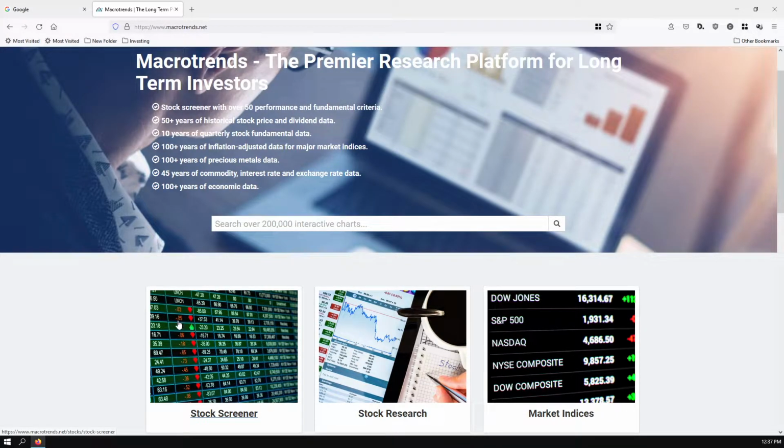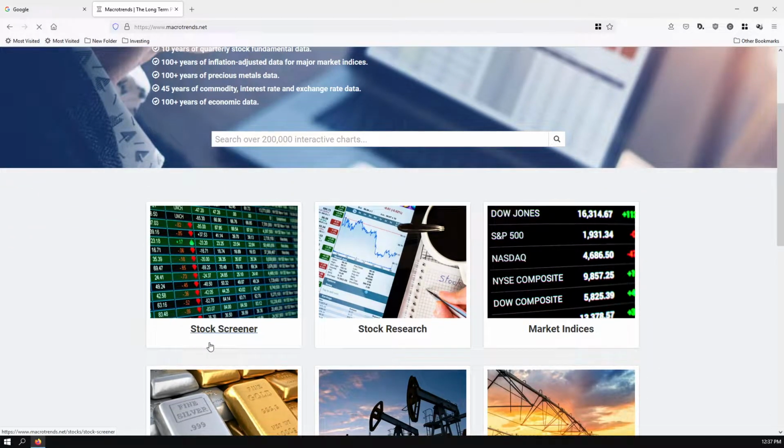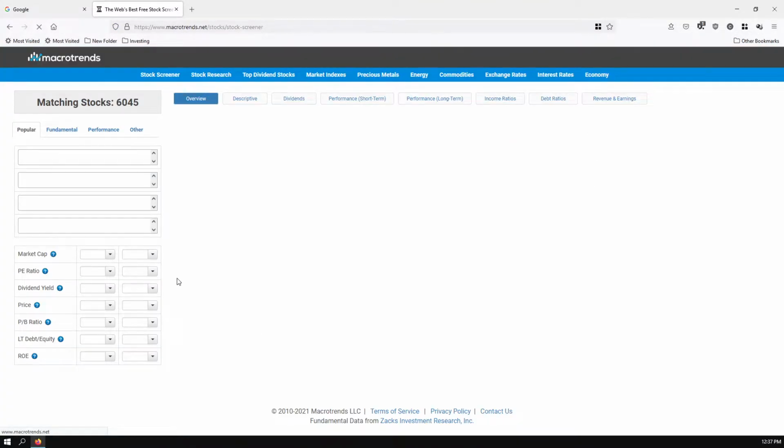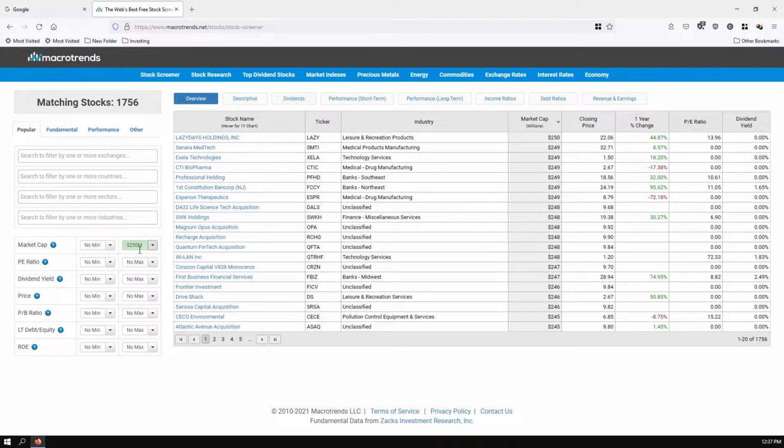Went to macrotrends.net as usual. Click on the stock screener. And then what I do, market cap, no minimum. Maximum, I wanted to find them under 250 million. PE ratio, you want to put a minimum there.